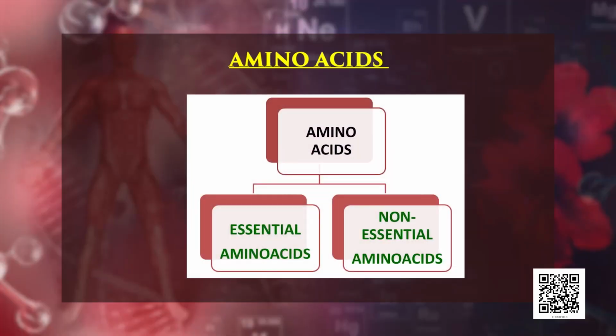They are 9 in number and include histidine, isoleucine, leucine, lysine, methionine, phenylalanine, threonine, tryptophan and valine. The remaining 11 amino acids can be synthesized by human body. They are called non-essential amino acids.